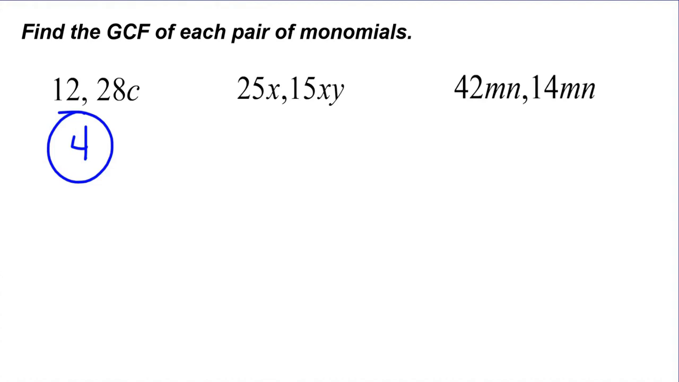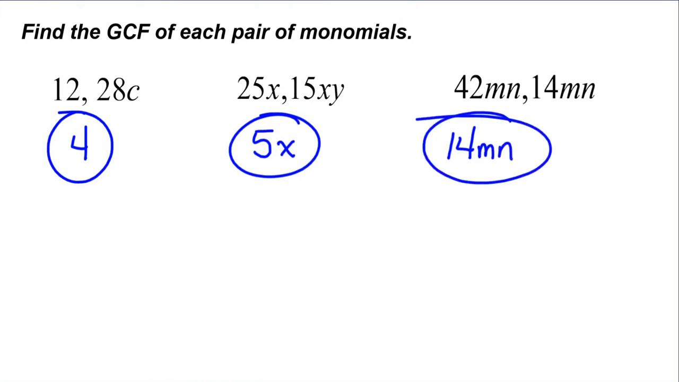Next one, 25x and 15xy. Greatest common factor of 25 and 15 is 5. And they both have an x in them, so that is a common factor as well. So the greatest common factor is 5x. And then the last one, 42mn and 14mn. The greatest common factor of the coefficients is 14. 14 goes into both. And then they both have an m and they both have an n, so they are included in the GCF as well. So their greatest common factor is 14mn.